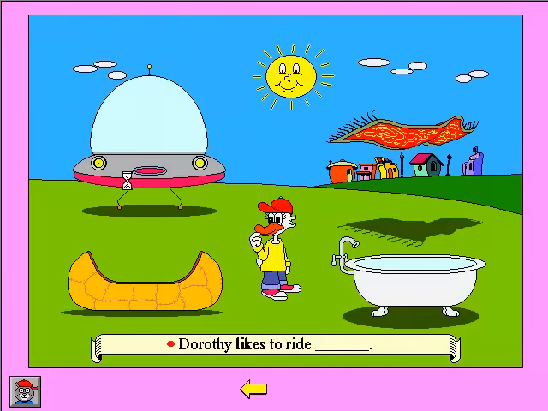This is a story about Dorothy. Dorothy likes to ride in a spaceship. One day, Dorothy traveled to an island. When Dorothy got there, she played the piano.